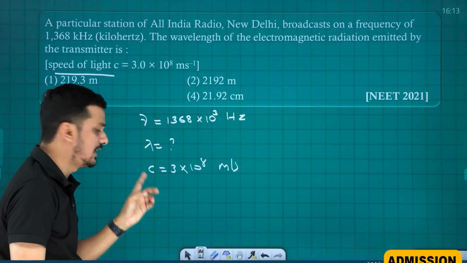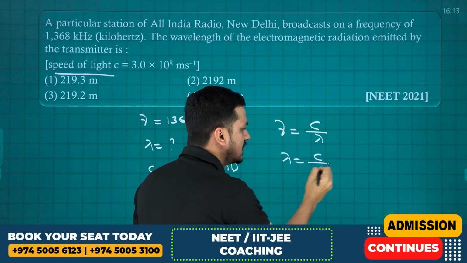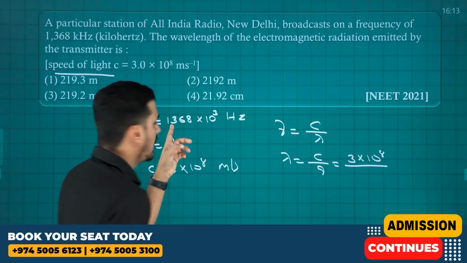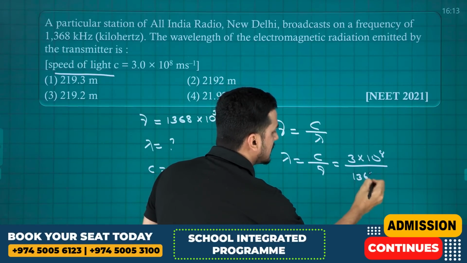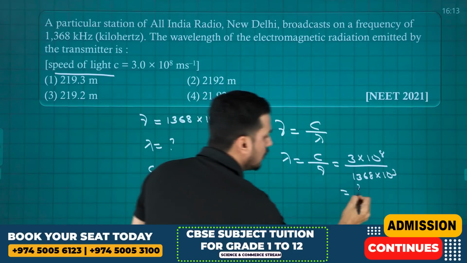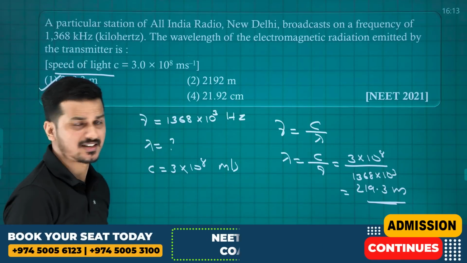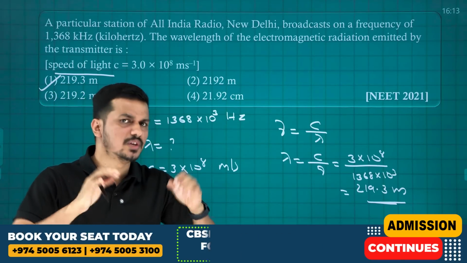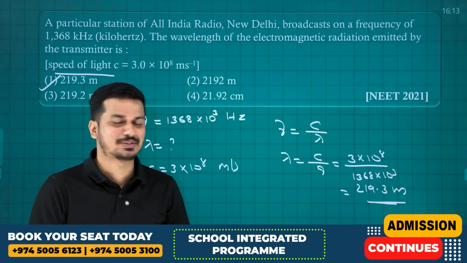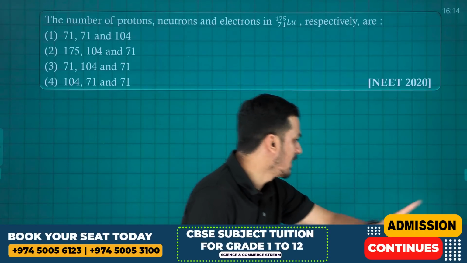How can I connect nu, c, lambda? Nu is equal to c by lambda, so lambda equal to c by nu. That's equal to 3 into 10 raised to 8 divided by 1368 into 10 raised to 3. Once you solve this, you will get exactly 219.3. The answer will be in meter. So option 1 will be the correct answer. It's a direct formula application. You need patience and calculation ability, then you will get the answer. Is it okay? Don't forget the formula, nu is equal to c by lambda for EM waves. Keep it in mind. So we can move to the next question, guys.